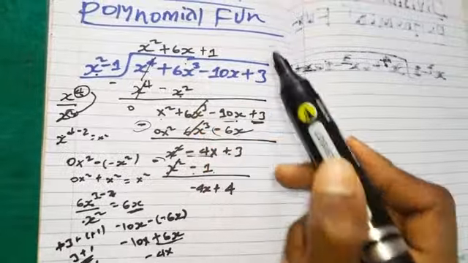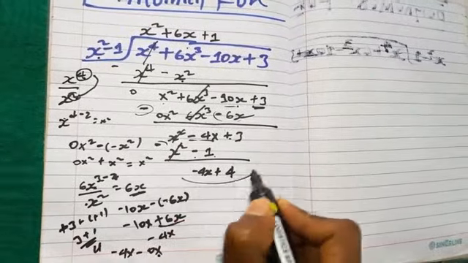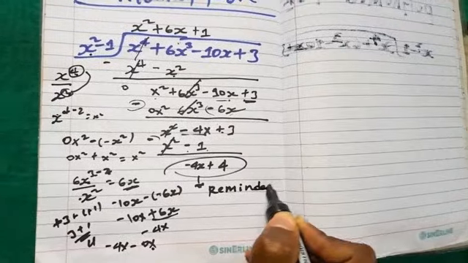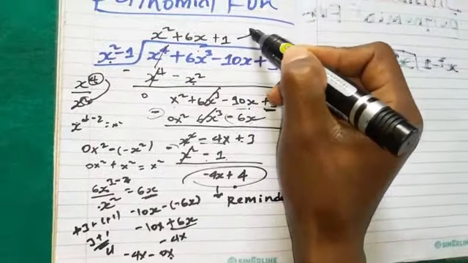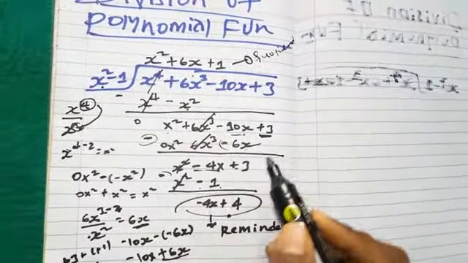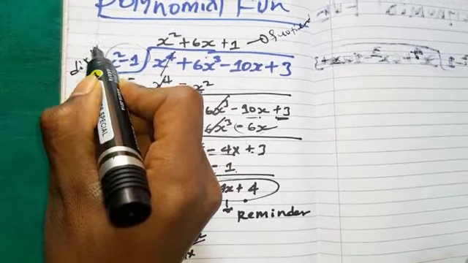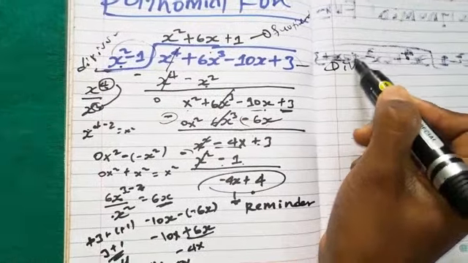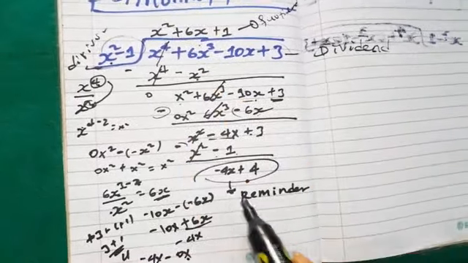In polynomial division, minus 4x plus 4 is the remainder. Don't forget the remainder. This one is the quotient. This is the divisor. Don't forget this concept. This one is the dividend. Dividend, remainder, divisor, quotient.